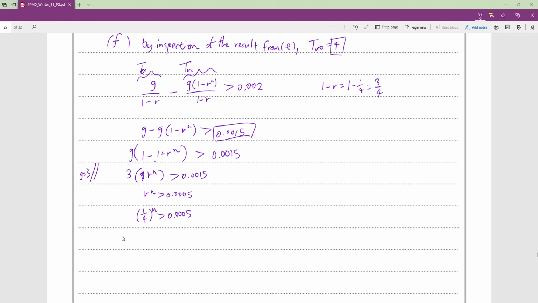You take the ln of both sides, so n times the natural log of 1 over 4 is greater than the natural log of 0.0005, and we divide both sides by ln of 1 over 4. And remember to flip the greater than or less than sign, because the log of anything that is less than 1 is going to be negative. So n is less than ln 0.0005 divided by ln 1 over 4. Cool!